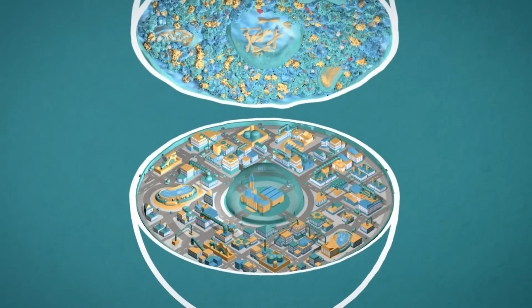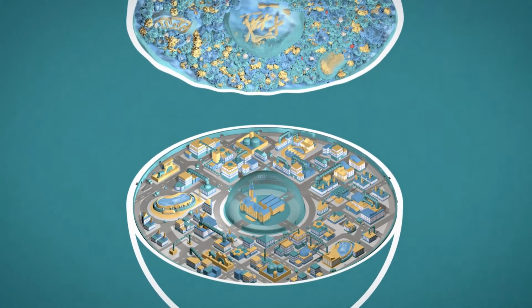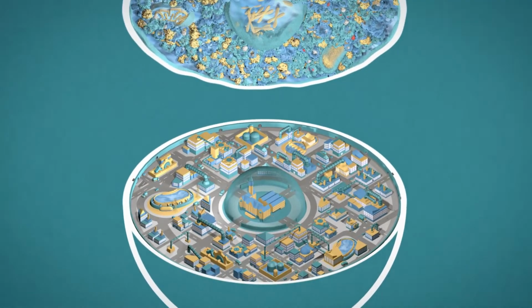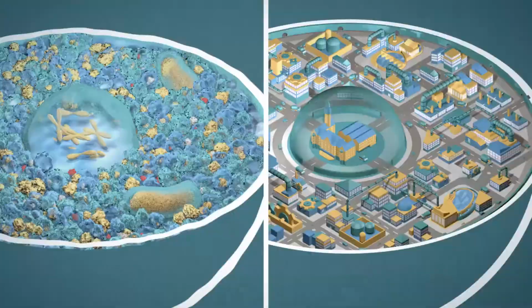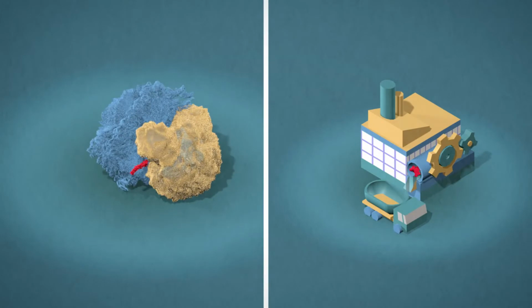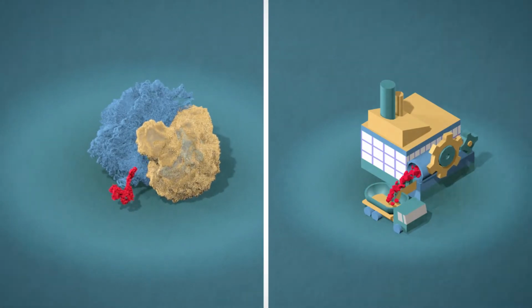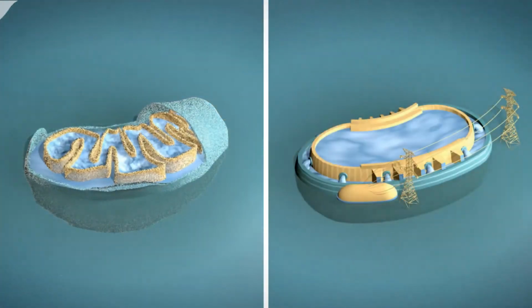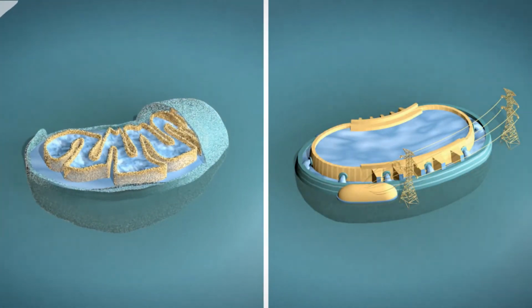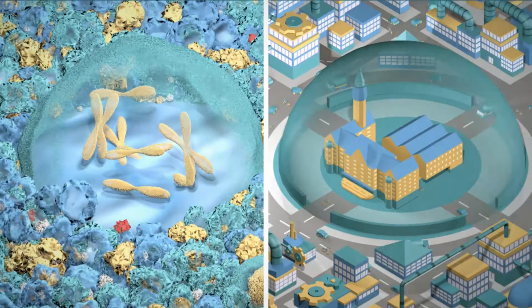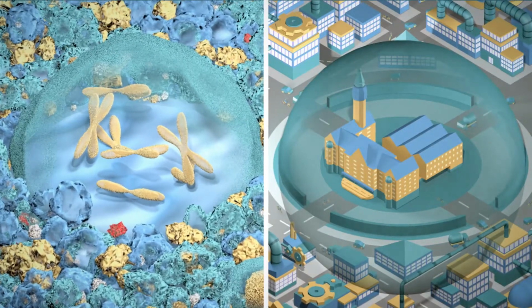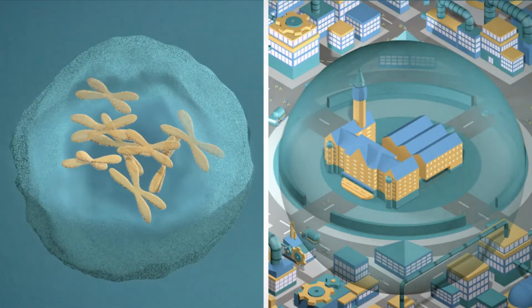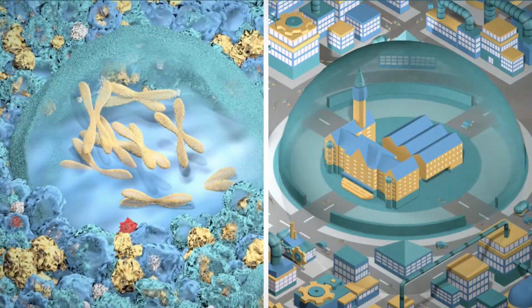Looking inside a cell, you'll see a world of its own. Biologists have described it to great extent. This resembles a little factory. It is a ribosome that is making a protein. This resembles a power plant. It is a mitochondrion making energy. This resembles a library. It is the nucleus that keeps the chromosomes, the book of life.